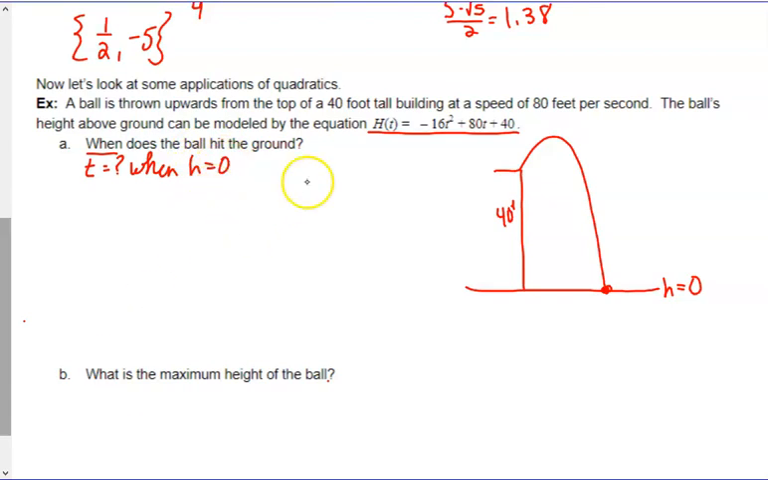Now, I'm going to put 0 right in here. I'm actually going to flip-flop it a little bit and do negative 16t squared plus 80t plus 40 is equal to 0.